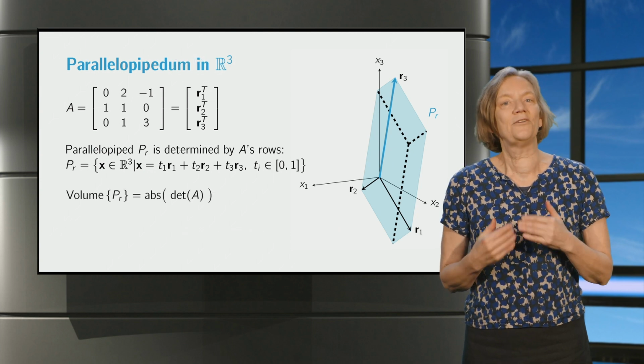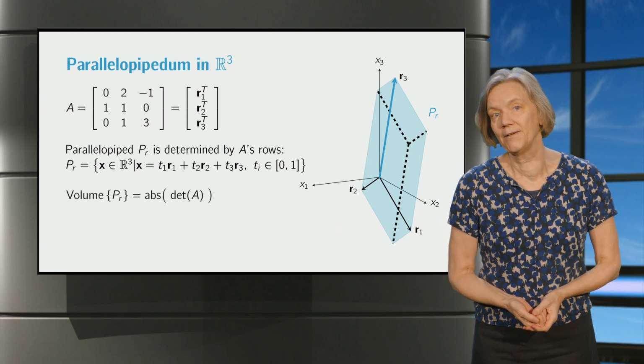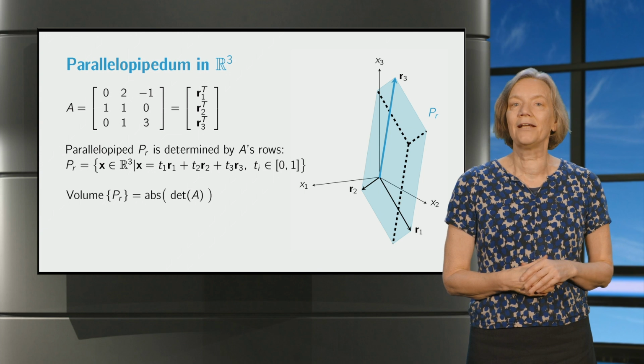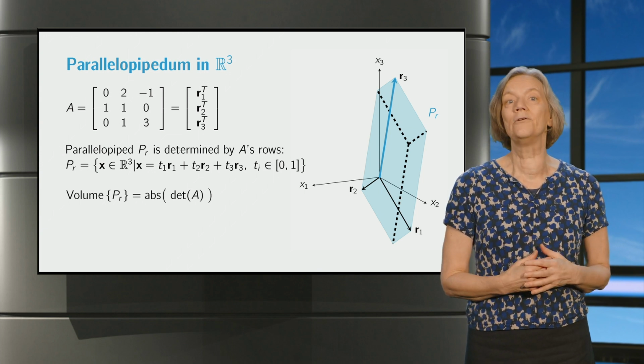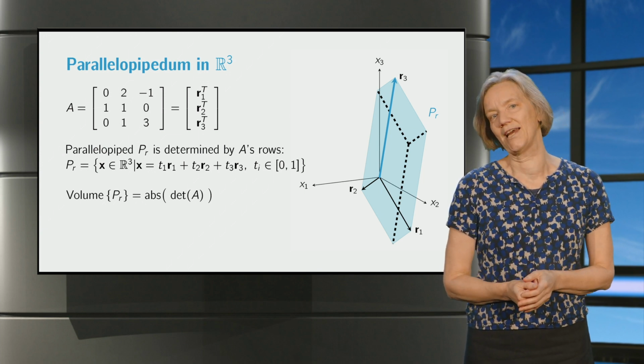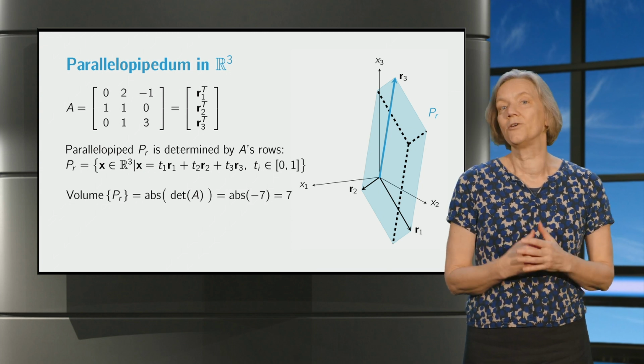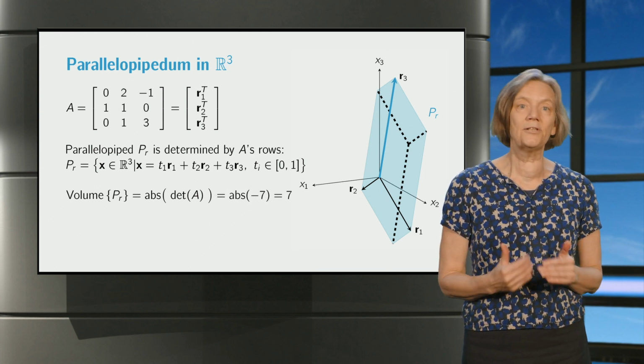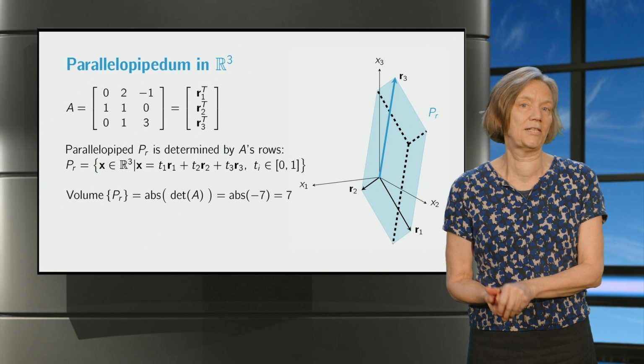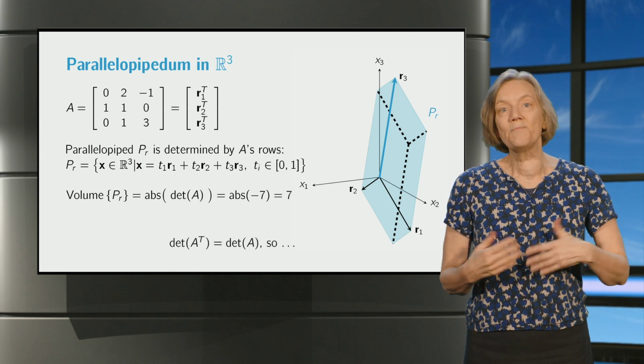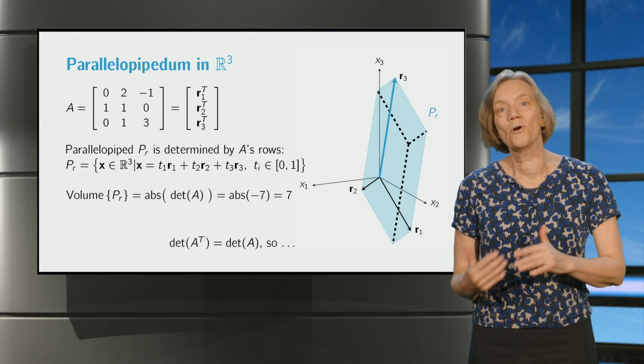This video is about the volume of the parallelepiped. The volume can be calculated as the absolute value of the determinant of matrix A. This determinant turns out to be -7, so the volume of PR is 7. This parallelepiped is determined by the rows of A.